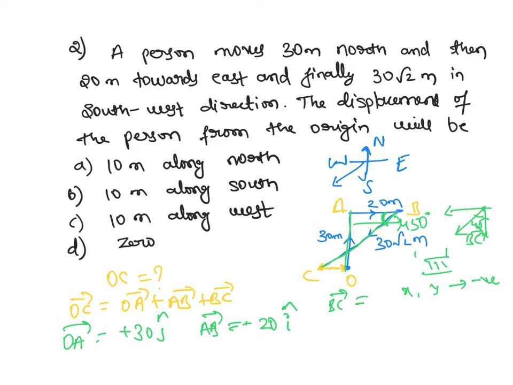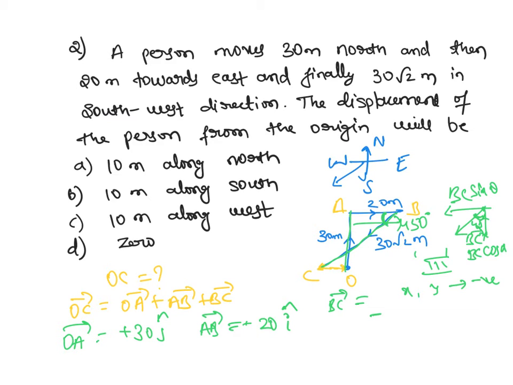Sorry, I made a mistake here. The vertical component of BC is BC cos theta, because it is at 45 degrees, right? And the horizontal component is BC sin theta. So therefore BC is equal to negative, both are negative.